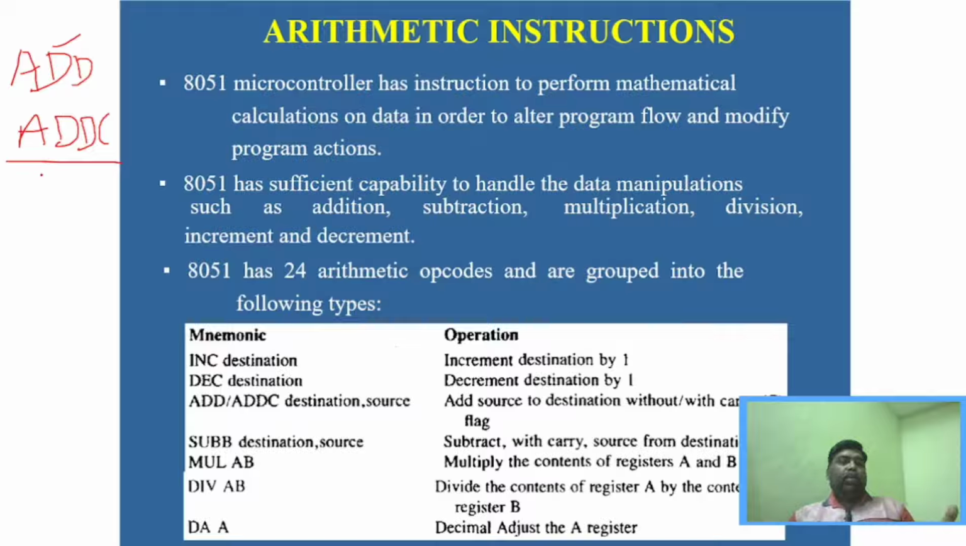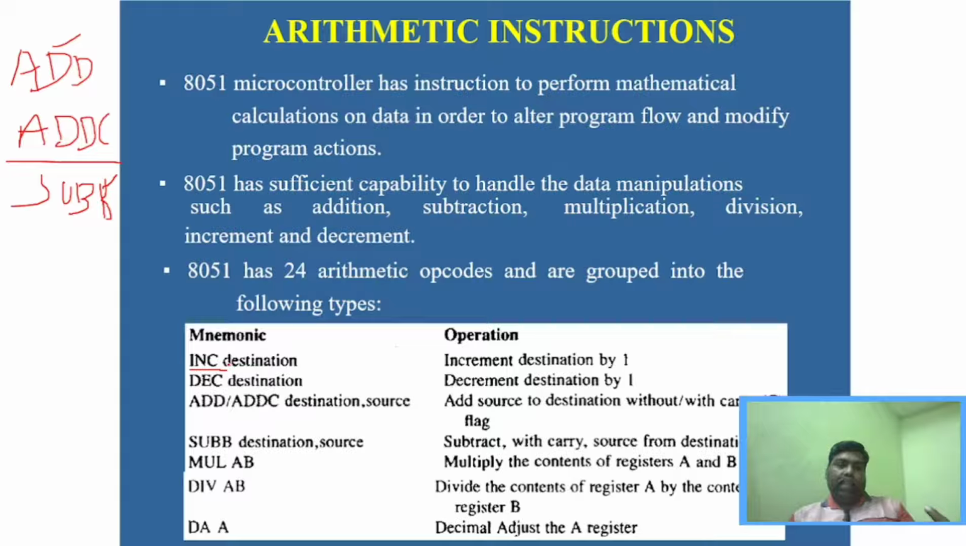Similarly, this is applicable to the subtraction instruction as well, right? When we say SUBB, then it involves the borrow flag, not the carry flag. And we don't have instructions about the carry flag in multiplication and division. Only if the result of multiplication exceeds the range, the microcontroller will set the overflow flag, right?